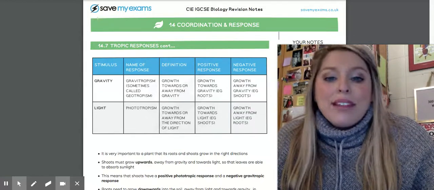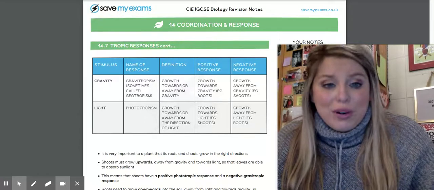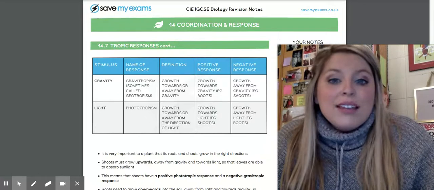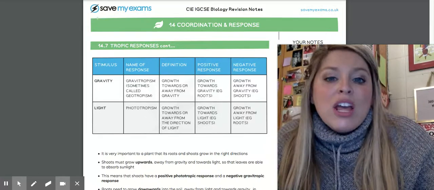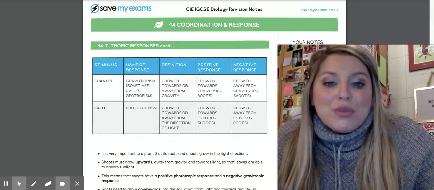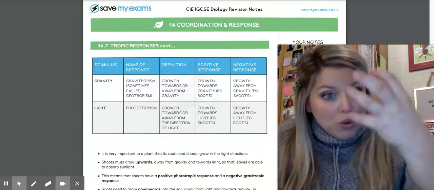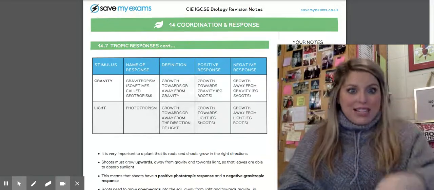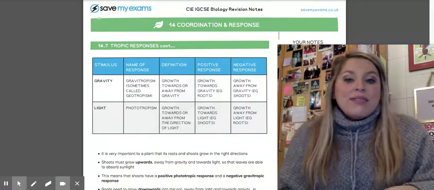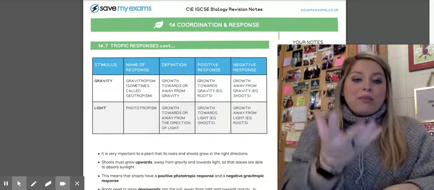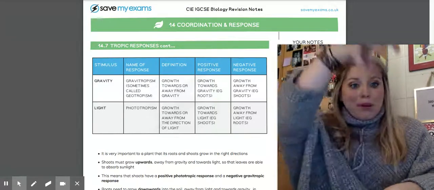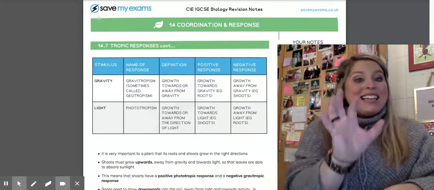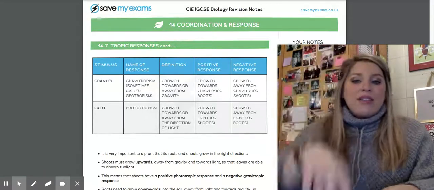Now, with gravity or gravitropism, that is growth towards or away from gravity. So the positive side of that would be when a plant grows towards gravity, with gravity. So think about the roots. Roots in a plant grow down, right? The negative response is the growth is away from gravity. The shoot, or the part of the plant that you see above ground, is growing away from gravity, against gravity, growing up. That's the negative response.